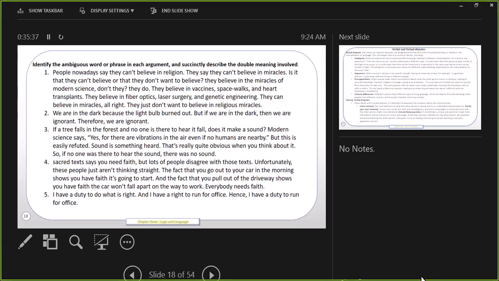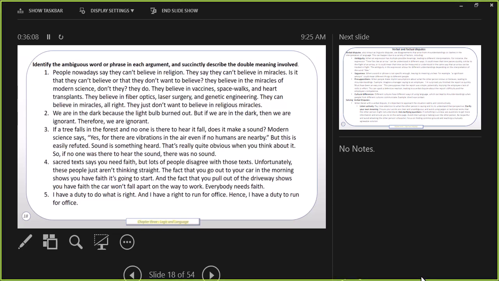Good. Can you tell which word is used ambiguously in this passage? Yes. Which? Kedus? The word miracle. The word miracle is one thing. In the second sentence, they say they can't believe in miracles. What's miracle in this context? People nowadays can't believe in religion. They say they can't believe in miracles.